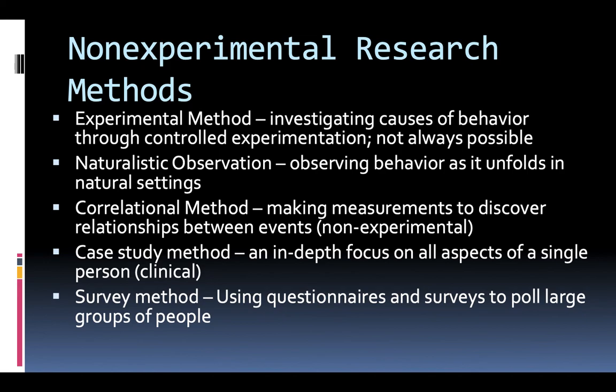So what we have to do is look at things that are already happening in the environment. Naturalistic observation is one of them. This is where we just observe behavior as it unfolds in the natural world as it happens. We can do what's called correlational methods, making measurements to discover the relationship between events. And because we're not actively manipulating who's in what group, we're not doing placebos, it's not experimental. We can also do what's called a case study method. This is an in-depth focus on all aspects of a single person in a clinical setting or a small group of people who have gone through something particularly special. We can also use surveys. So we use questionnaires or surveys to poll large groups of people.